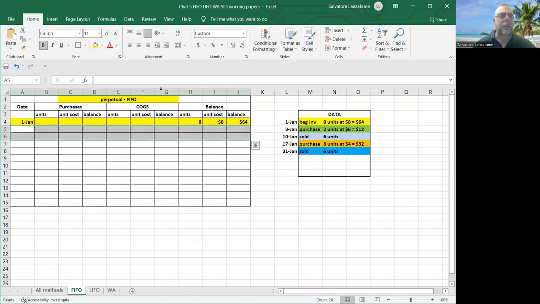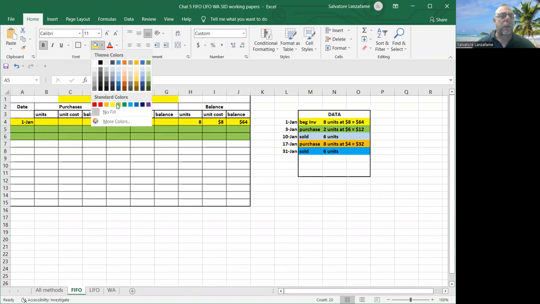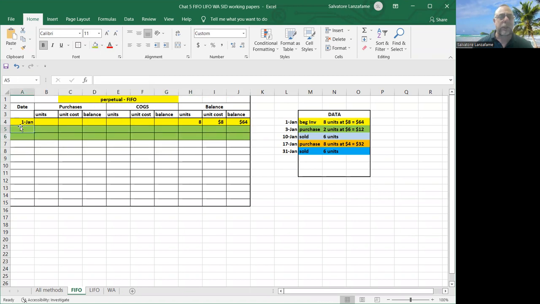In the next date, we purchased 2 units on January 3rd, but take a close look. These 2 units cost us $6 apiece, and the original inventory balance cost us 8. So you're already seeing a decrease in price. So 2 times 6, there's your 12.